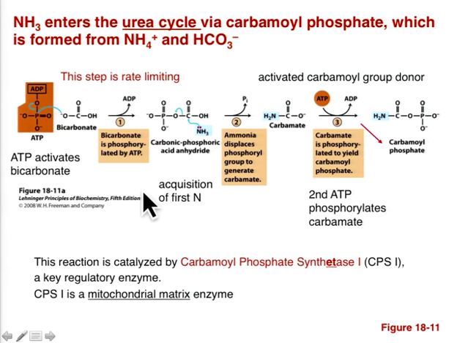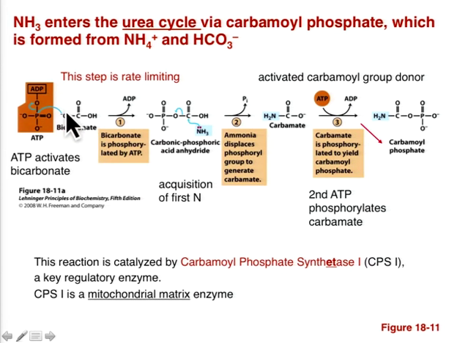Okay, so let's look at us. We're focused here on vertebrates. First, we need to begin to build our urea molecule. So we have ammonia, right? And this ammonia needs to be added to a carbon atom. We need to have two ammonias and a carbon atom, right? That's the structure of urea.